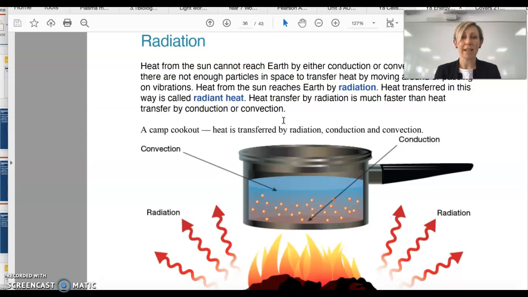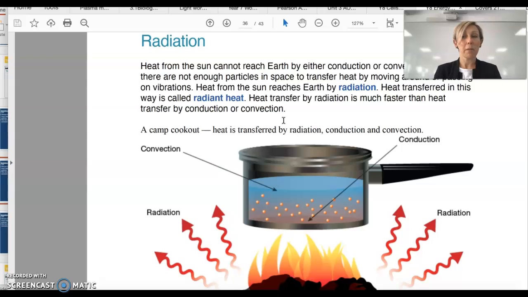This can be reflected. Things that are shiny, silver aluminium foil for example, will reflect radiation and prevent it penetrating through to an object. Whereas you'll notice if you wear a black t-shirt on a really warm day, you tend to get really hot because a matte black t-shirt will absorb radiation. So the properties of that substance and how reflective it is will determine how much radiation it will absorb.